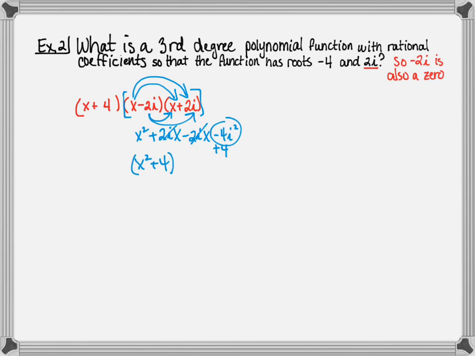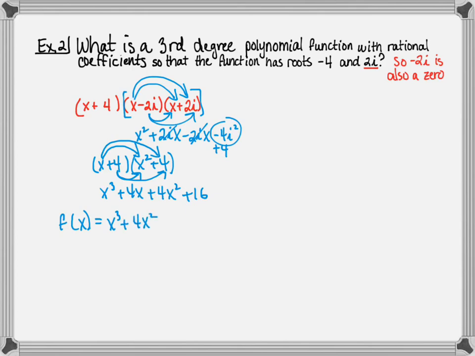So now we're multiplying x squared plus 4 times x plus 4. Let's distribute. x times x squared is x cubed. x times 4 is 4x. 4 times x squared is 4x squared. 4 times 4 is 16. I'm going to put this in standard form. So our polynomial function f of x is x cubed plus 4x squared plus 4x plus 16. And the degree of this polynomial is 3, so this is a third degree polynomial with rational coefficients that has the roots specified.